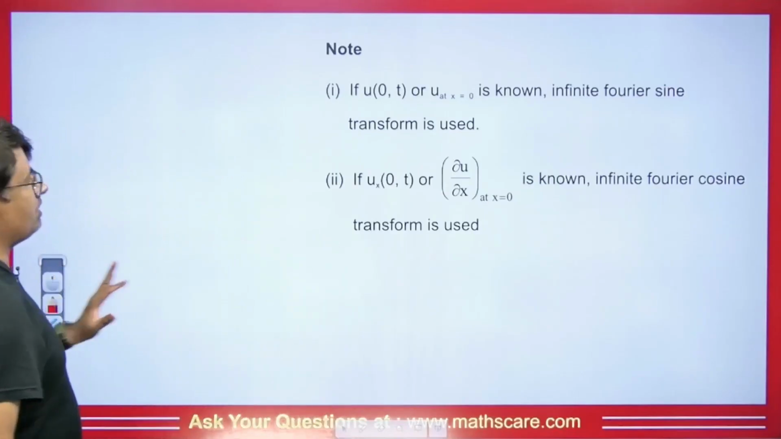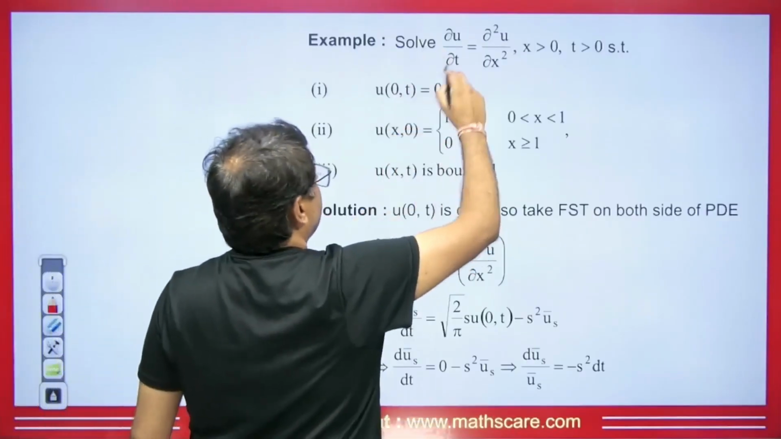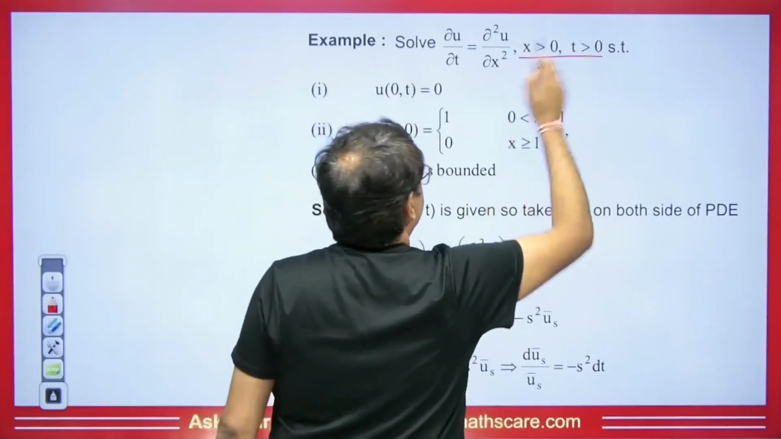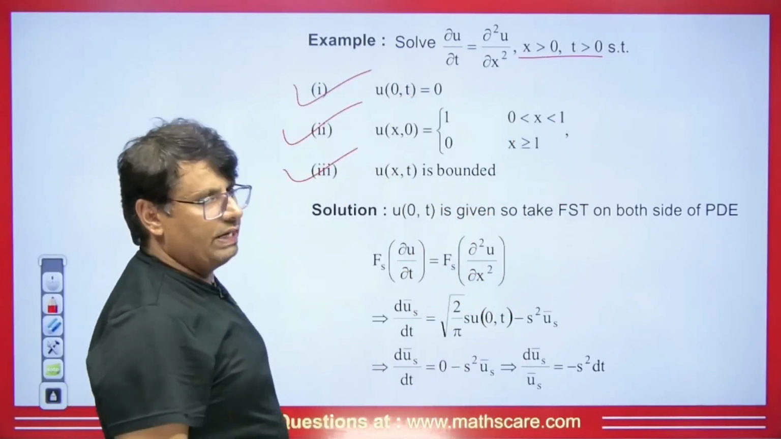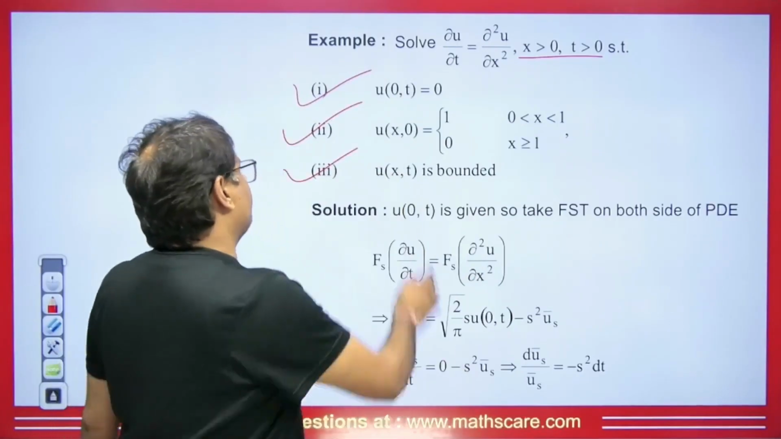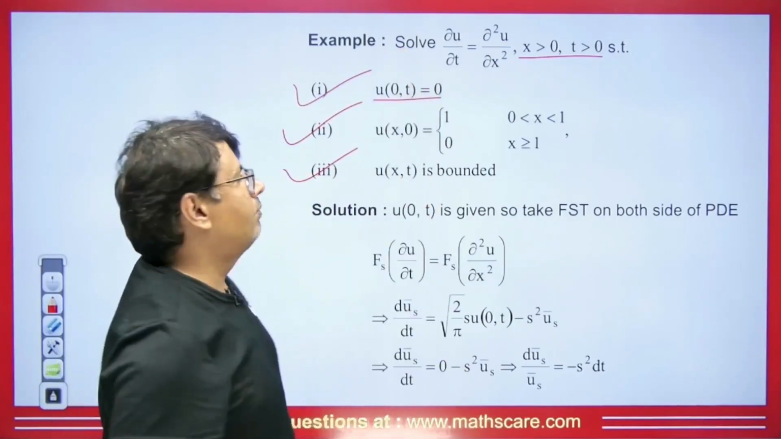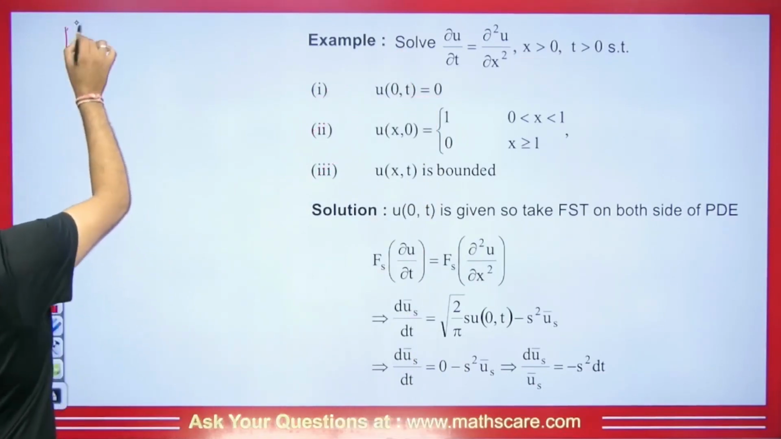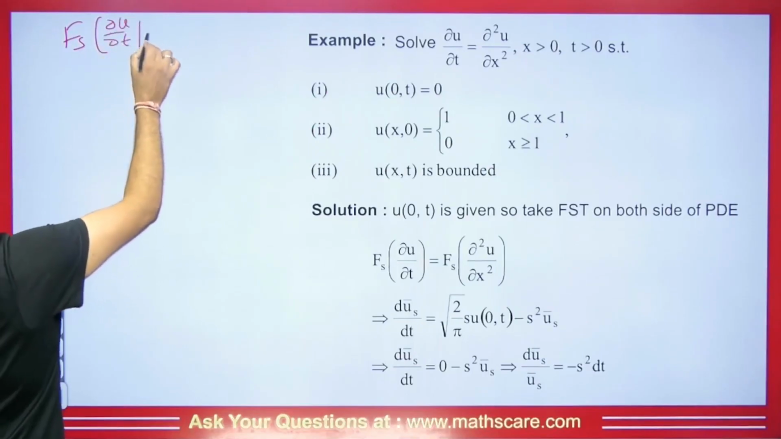Now, I will try to explain this with a few questions. Here it is del u by del t equals del 2u by del x square. This is a heat equation where this condition is given, and u(0,t), u(x,0) and u(x,t) bounded. These three conditions are also given. So we have to check the first condition. Now u(0,t) is given here, which means we will use the Fourier Sine Transform. How will we do it? Whatever equation is given, on both its sides we will apply the Fourier Sine Transform.